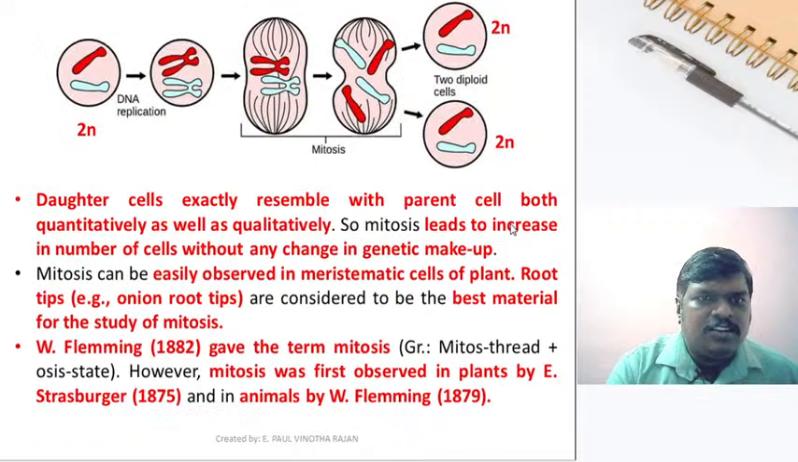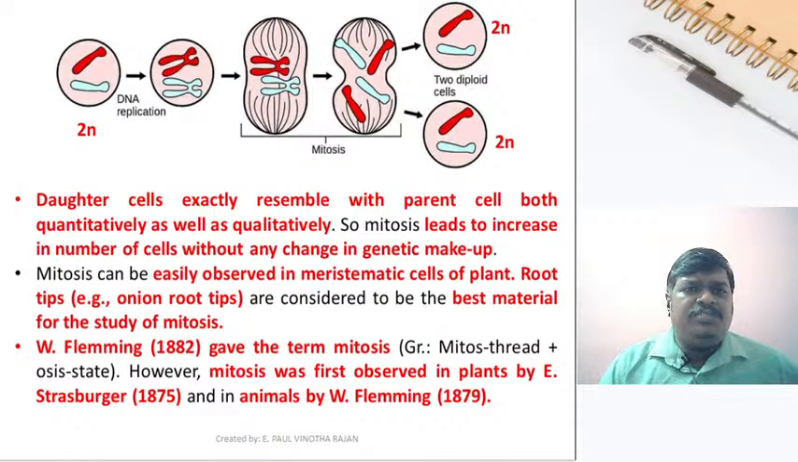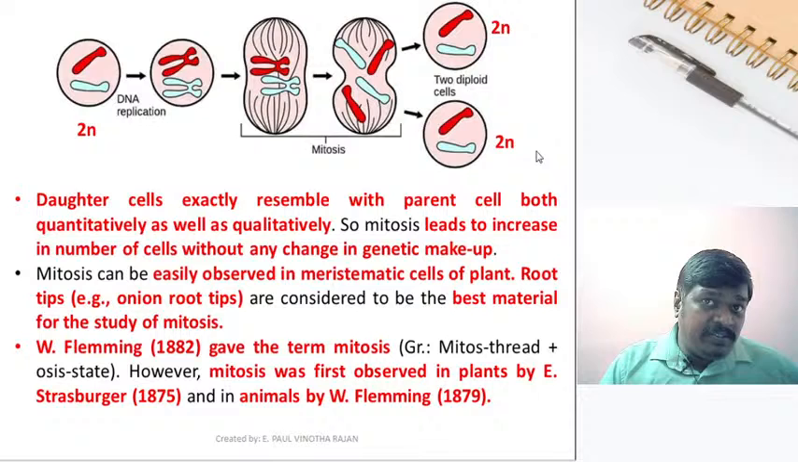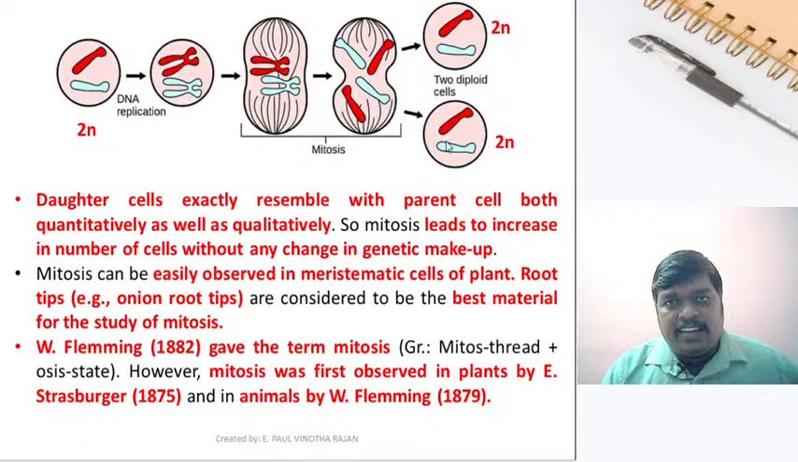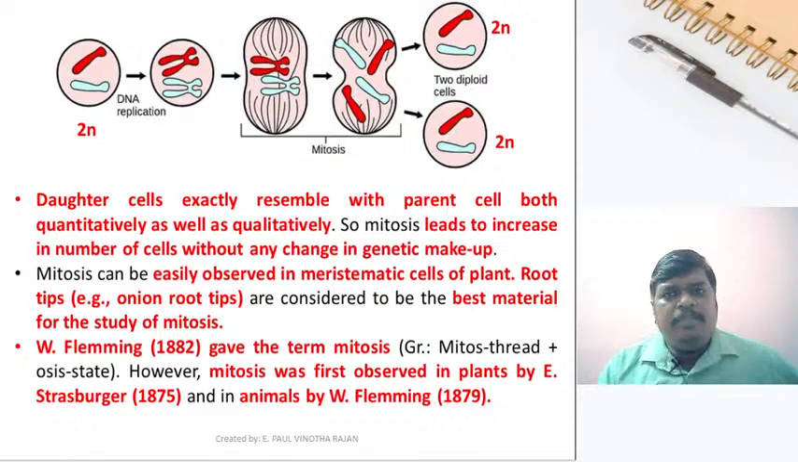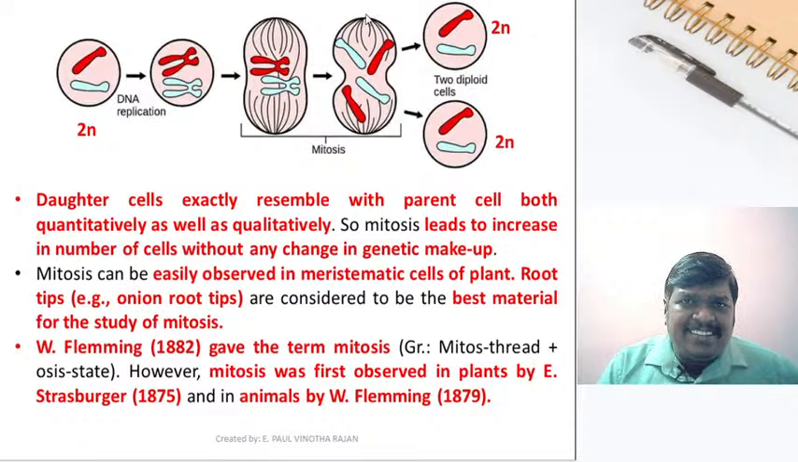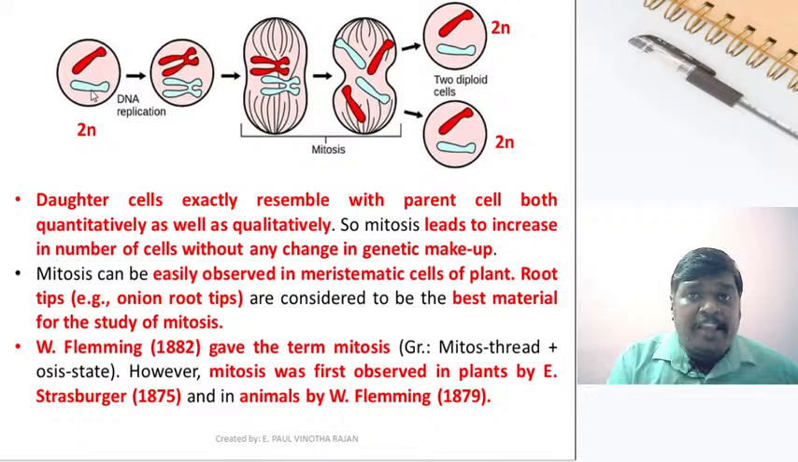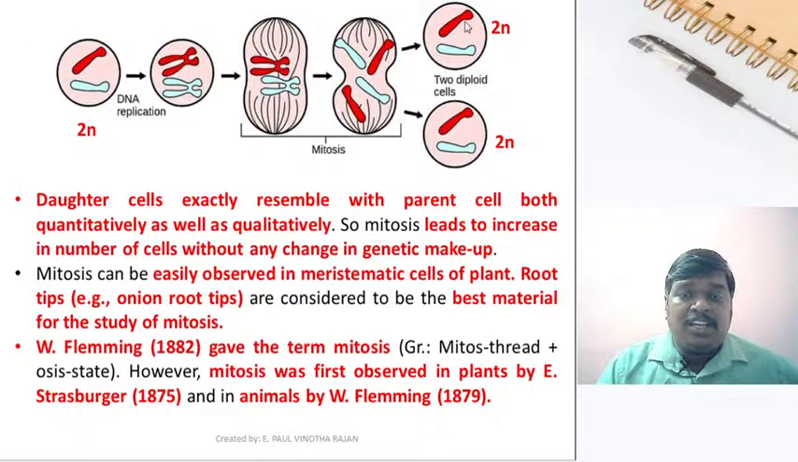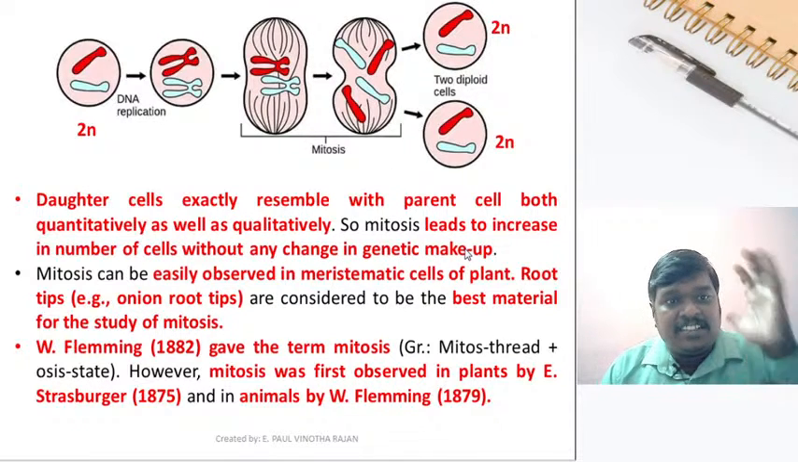That is about mitosis. Next, in mitosis cell division, the daughter cell looks exactly like the parent, both quantitatively and qualitatively. These diploid cells will be exactly the same as the parent. There is an increase in the number of cells, but the genetic makeup of the cell is the same. Here one cell becomes two cells, but all the genetic makeup, the chromosomes, remain the same.